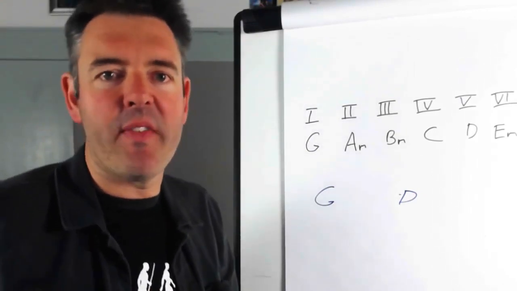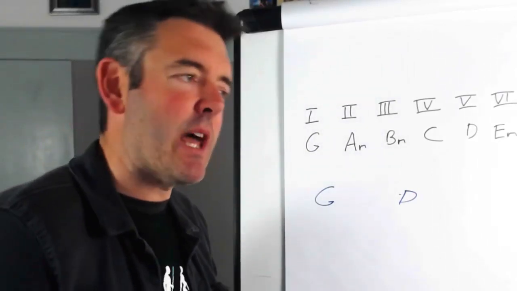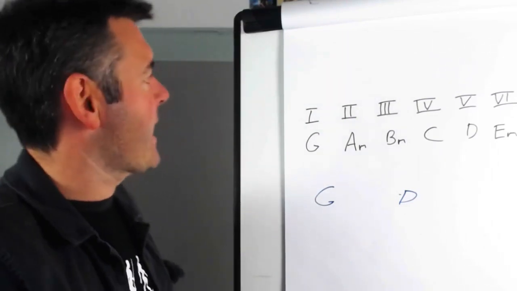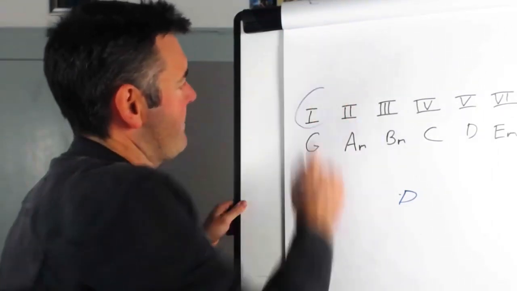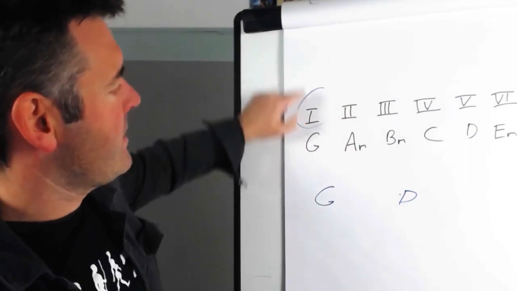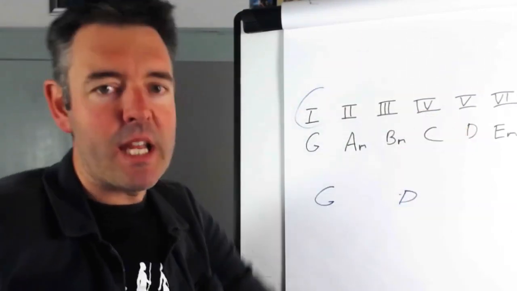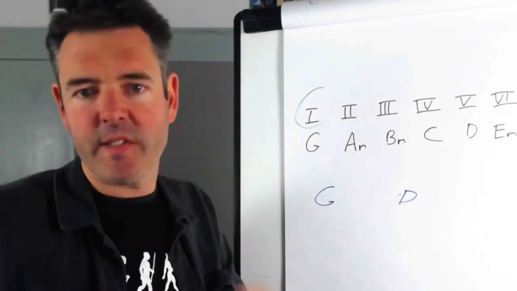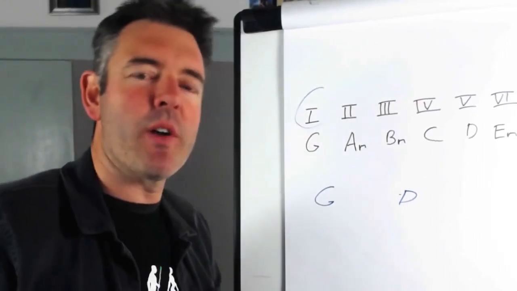Now, you could learn that as just G going to D, and that would be fine. But if you really wanted to understand what's going on there, you look at the Roman numerals up here, okay? G is 1, D is 5. So we can actually label that chord sequence. Instead of just thinking of it as G to D, we can understand what's going on at a deeper level there.